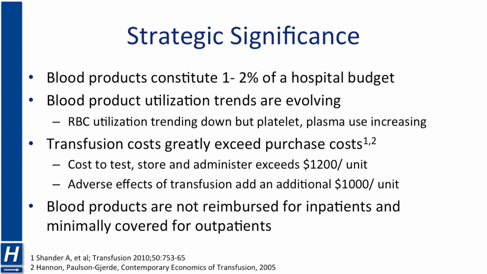Transfusion costs are substantially more than the cost to purchase blood products. For example, the cost to test, store, and administer a unit of blood may actually exceed $1,200, even though you only pay maybe $200 to $300 to buy it because of nursing labor, lab labor, reagent supplies. And we know that the adverse effects of transfusions, which could include increases in hospital-acquired infections, complications that add to length of stay, could add another $1,000 a unit. It's also important to note that blood products are not reimbursed directly for inpatients. They're under a global budget and only minimally covered for outpatients.